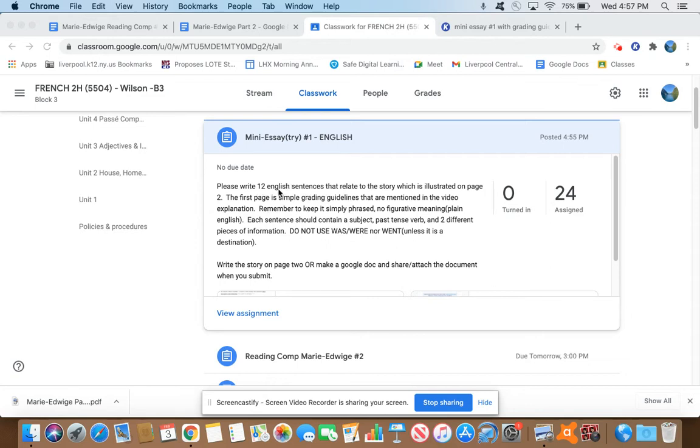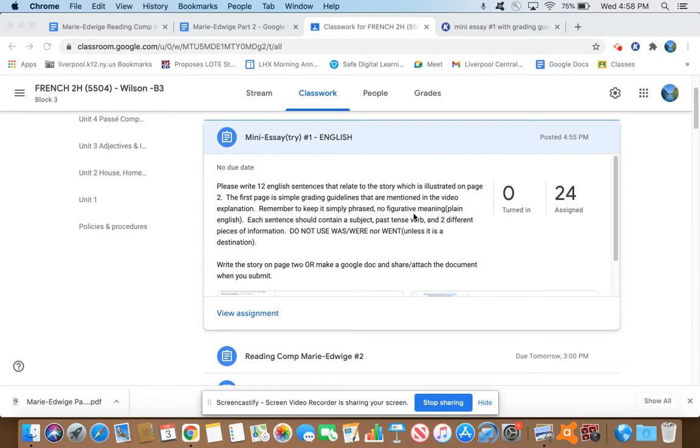Okay, so you're going to write 12 English sentences that relate to the story, which is illustrated on page 2 of the assignment. The first page, and I'll briefly mention it, I don't want to take too much time, are the grading guidelines. I think if you kind of understand the grading guidelines, it might help you create a more desirable product. Okay, and it's in this video. We're still at French 2. Remember to keep it simply phrased. Don't use figurative meaning. Use plain English.